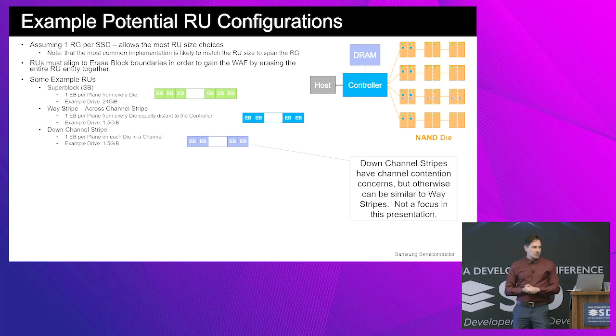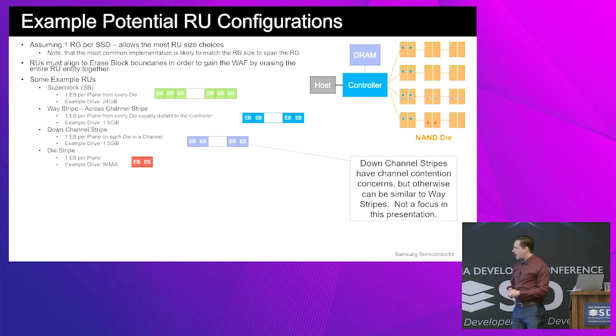And you could also come up with down channel sizing here. I have that shown here, down channel. And again, I'm calculating the example 1.5 gigabytes based not on this image here, but on the background, which was 16 channels and 16 die per channel. So it ends up being the same value for this particular example drive.